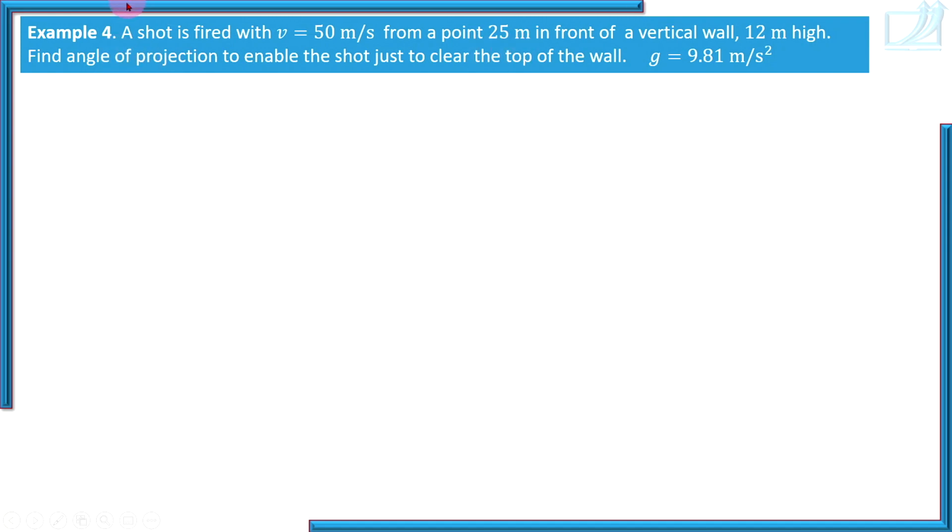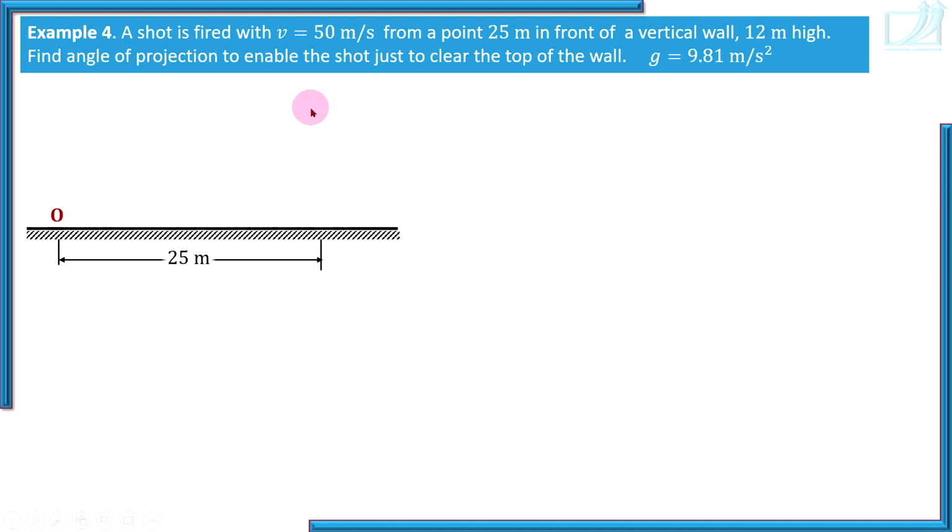So first of all, let's visualize the situation involved in the problem. When there is height involved, the height of the wall is given, 12 meters high. There is ground involved. Height is always measured from ground. So this is ground, where the projectile is fired, that is origin. From origin at a distance of 25 meters there is a vertical wall which is 12 meters high. So this is that situation, 25 meters in front of a vertical wall. A shot is fired. So the shot is fired at point O.